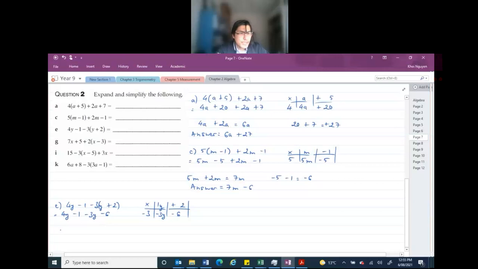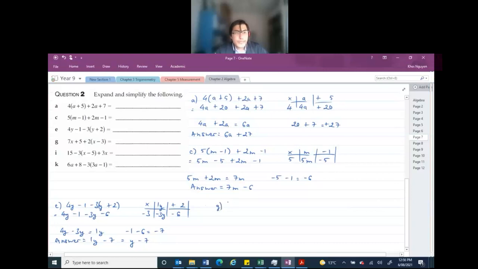So what I've noticed here is that we've got 4y and the minus 3y, they're like terms, so 4 minus 3 is 1y. And then we have the minus 1 minus 6, that's going to be negative 7. So the answer will be 1y minus 7, or we can rewrite that without the 1 in front of the y, just y minus 7. Okay, so next we have G.